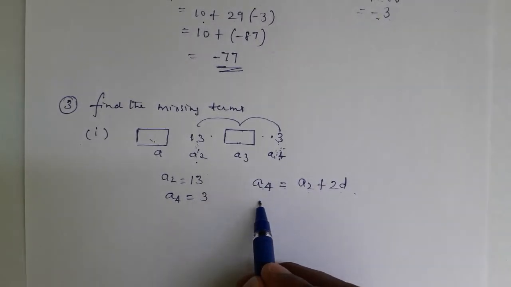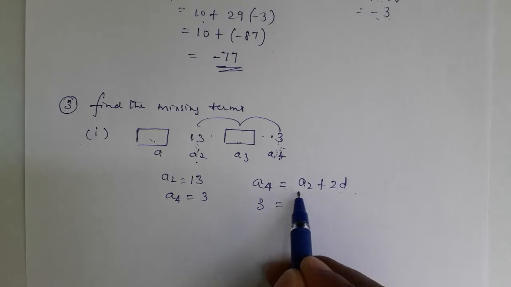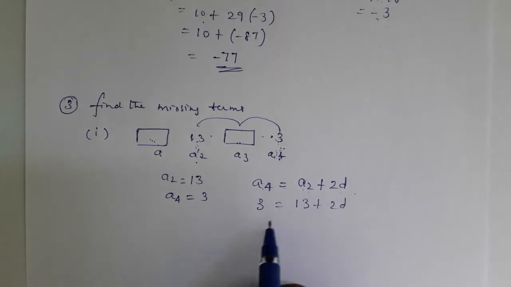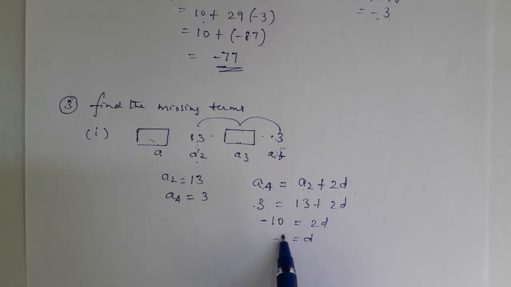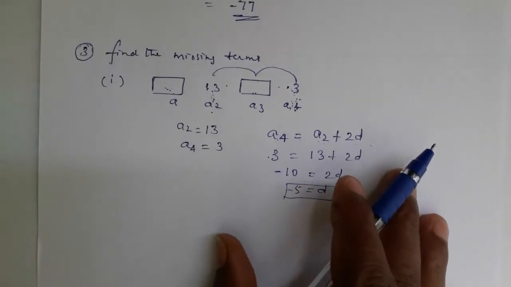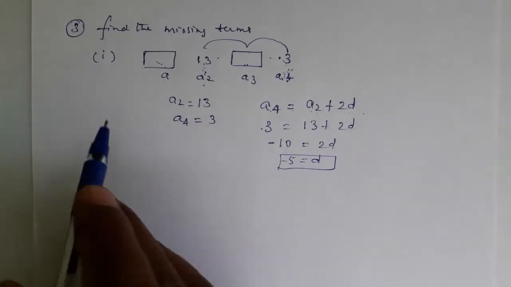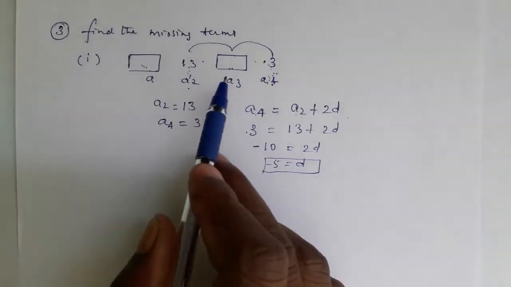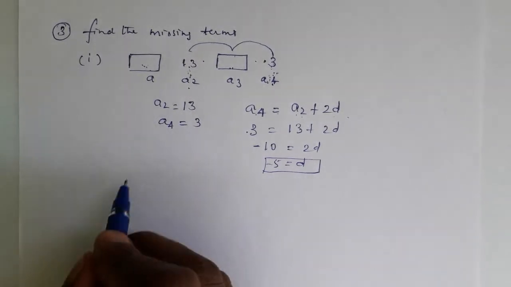Now the fourth term is 3, the second term is 13, plus 2D. Bringing 13 to this side, we get minus 10. Correct? 3 minus 13 equals 2D, so D is equal to minus 5. We get the difference as minus 5. Once you get this difference of minus 5, you can find all the numbers. Very simple. So now the third term and the first term can be found.